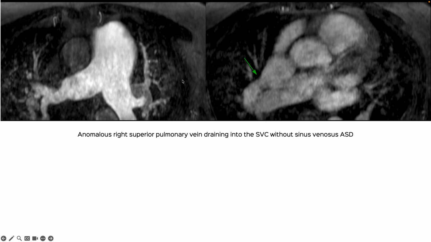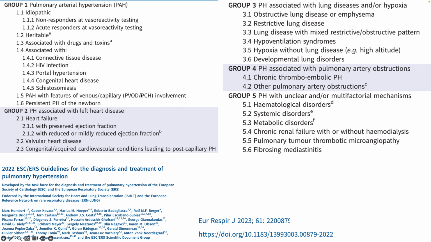And then we do a contrast study, and the contrast angio shows the anomalous right superior pulmonary vein draining into the SVC. The MPA is markedly dilated. And so we have a diagnosis. There was no LGE.